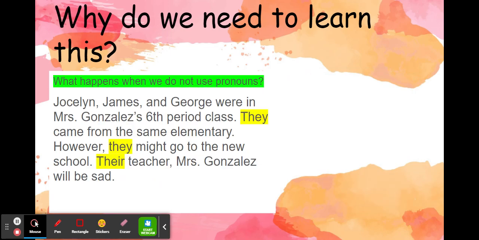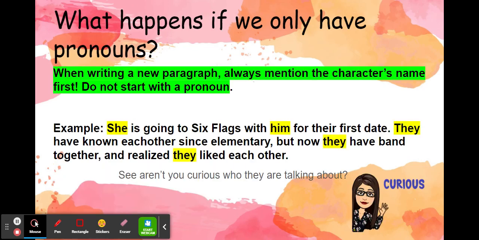So if I change it to Jocelyn, James, and George were in Mrs. Gonzalez's 6th period class. They came from the same elementary. However, they might go to their new school. Their teacher, Mrs. Gonzalez, will be sad. So instead of repeating their names over and over and over, I put pronouns in there, and it's much quicker and easier, and it makes more sense.